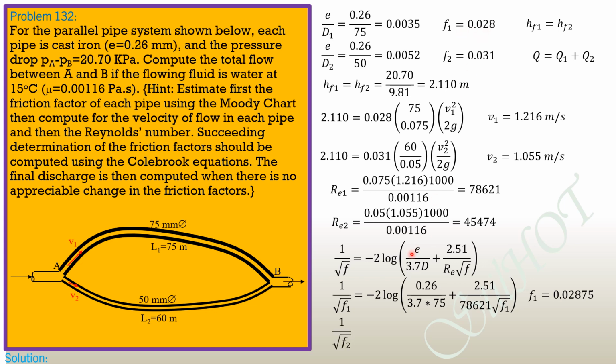Then 1 over square root of F2 is equal to negative 2 log of the quantity 0.26 over 3.7 times 50 plus 2.51 over 45,474 times square root of F2. And F2 is equal to 0.03266. So F1 is 0.02875, F2 is 0.03266. We then substitute these values into the head loss formula. Then we can have our refined mean velocity of flow in pipe 1, as well as the mean velocity of flow in pipe 2.